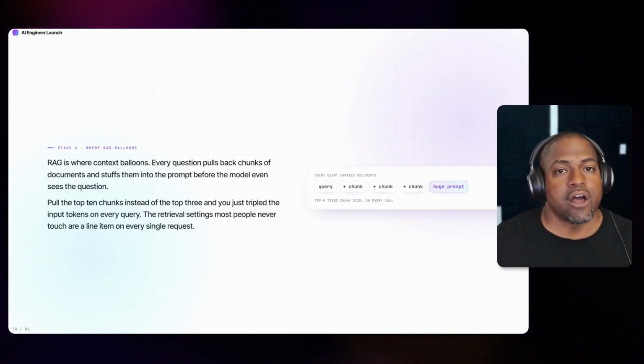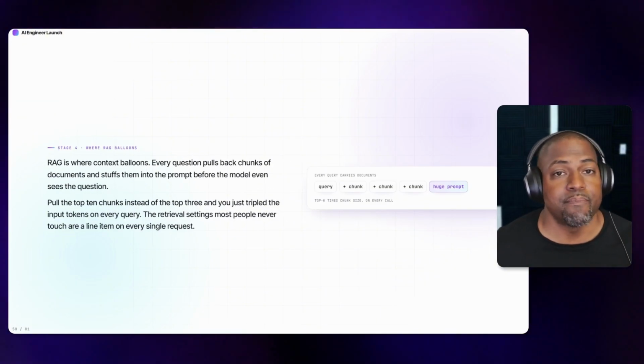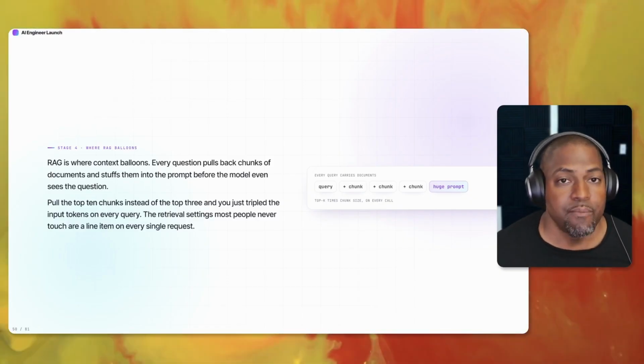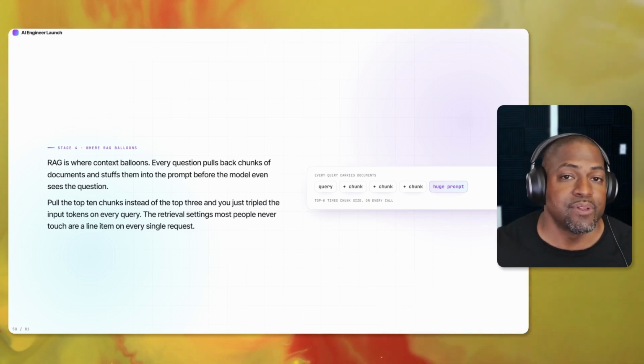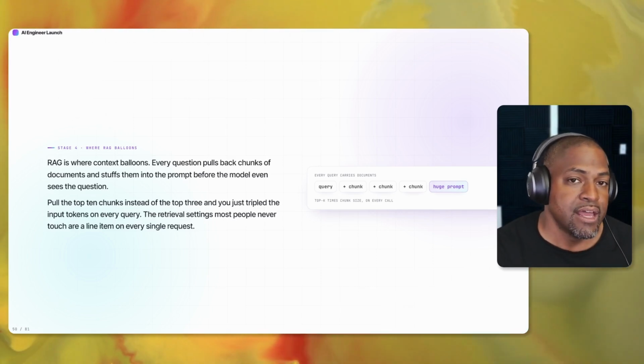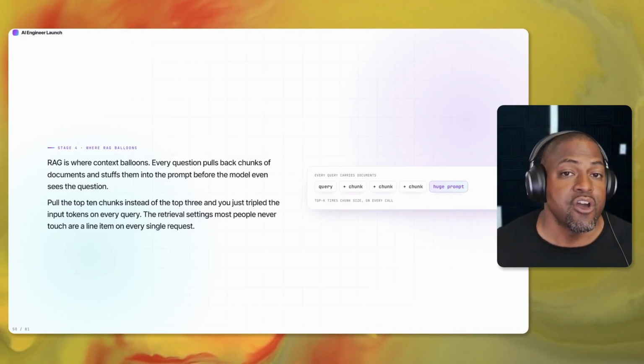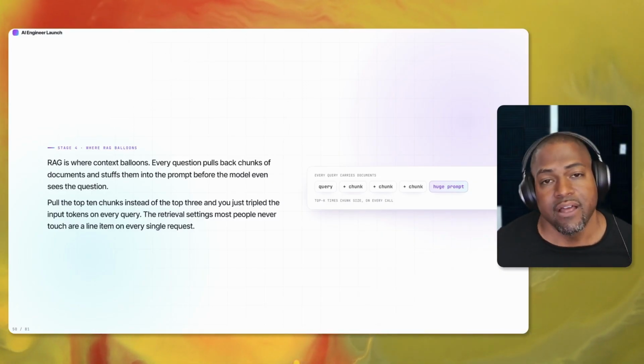RAG pulls back document chunks and stuffs them into the prompt before the model even sees the question. Pull top 10 chunks instead of top 3 and you just triple the input tokens on every query. The retrieval settings most people never touch are a line item on every single request.